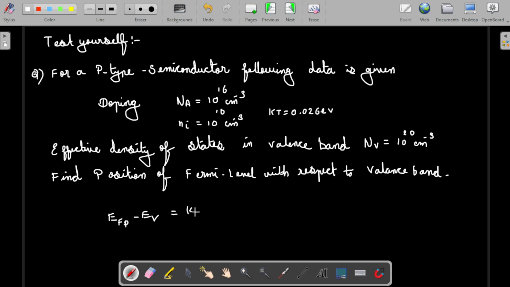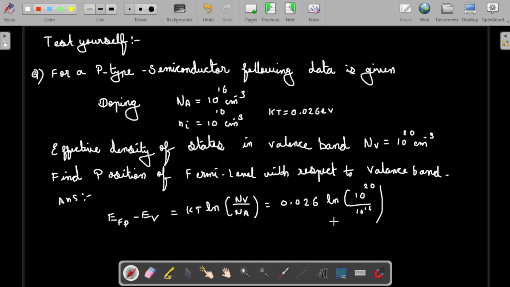We already know this formula: kT times ln of NV divided by NA. If you have forgotten it, you can derive it or remember it from the shortcuts I have already given you. So we apply kT equal to 0.026, and ln of NV, which is 10 power 20, over NA, which is 10 power 16. If we cancel, it becomes 10 power 4.